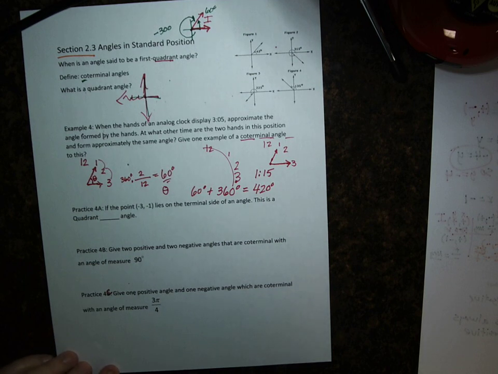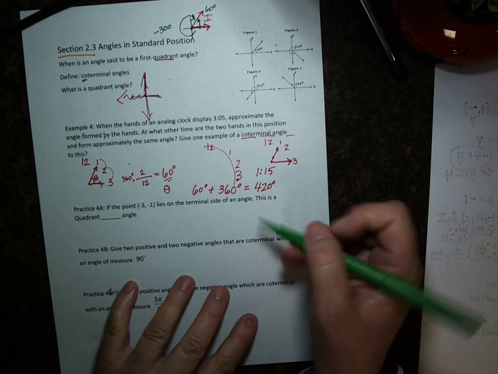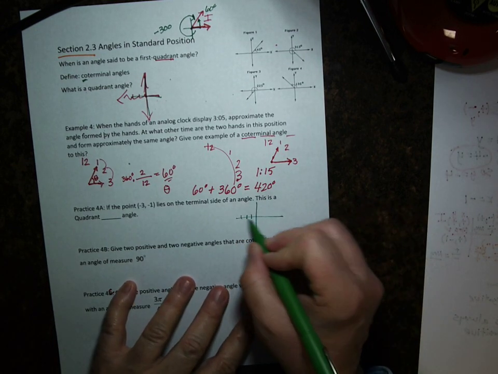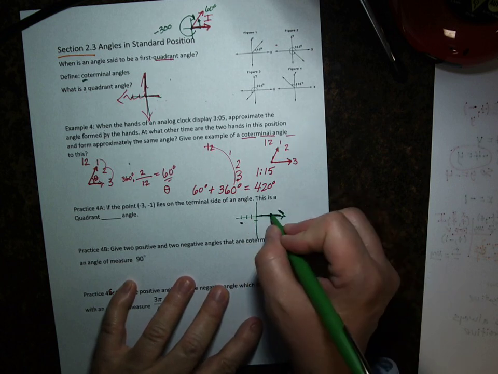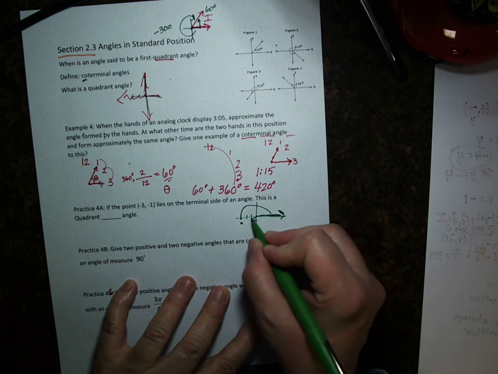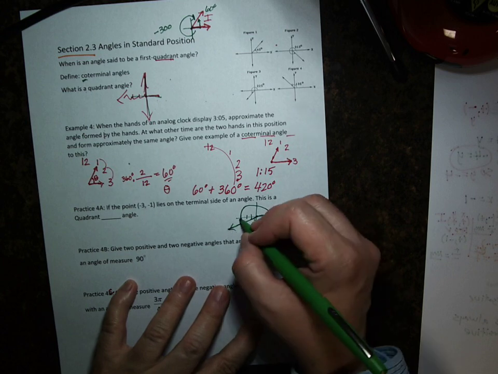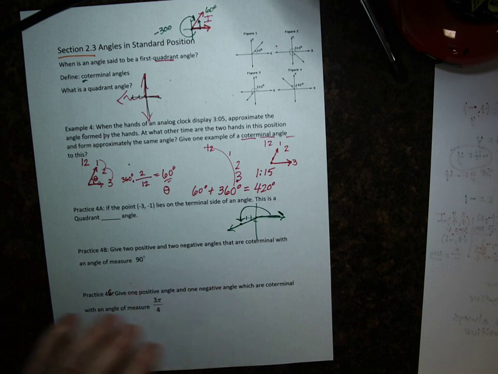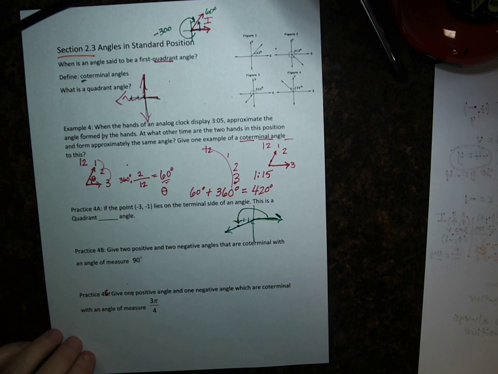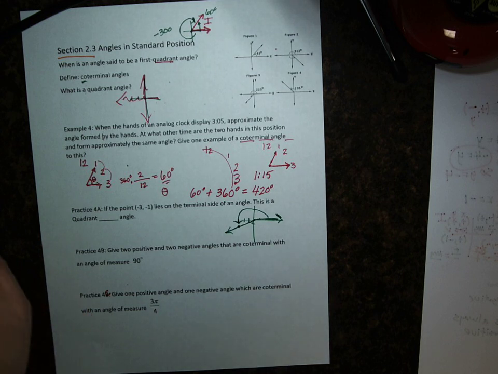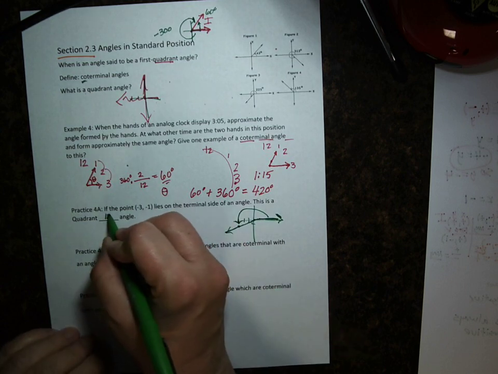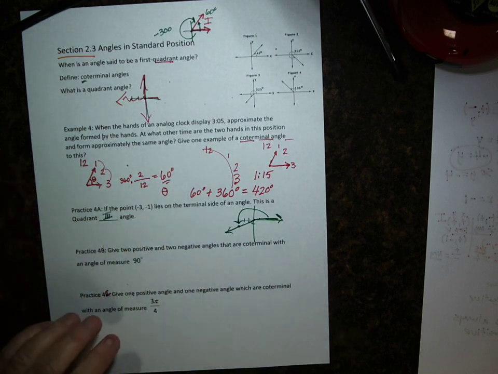If the point -3, -1 lies on the terminal side of an angle, so let me think about that. -3, -1, somewhere over here, and we have a terminal angle, so it starts over here, and it ends with a line that goes through that point, right? The angle goes like that, around that. That's not my most beautiful drawing. This is a quadrant blank angle. So what quadrant does that angle land in? It's a quadrant 3 angle. Back to the quadrants that we talked about in the last section.